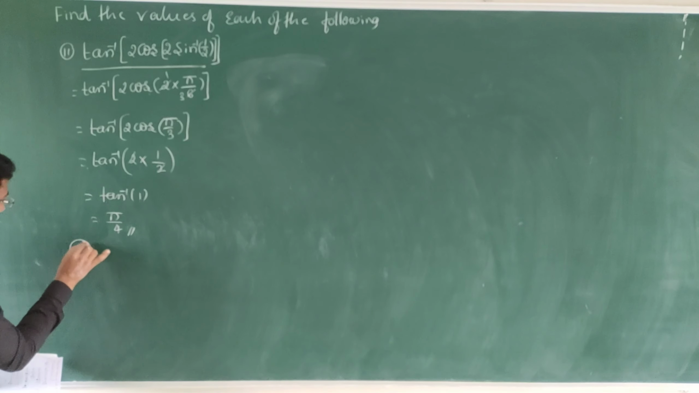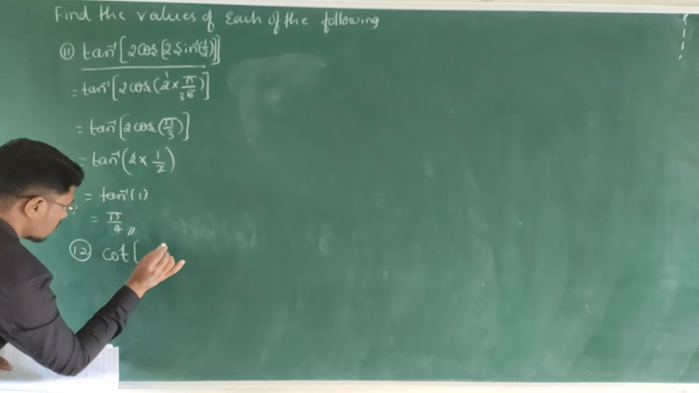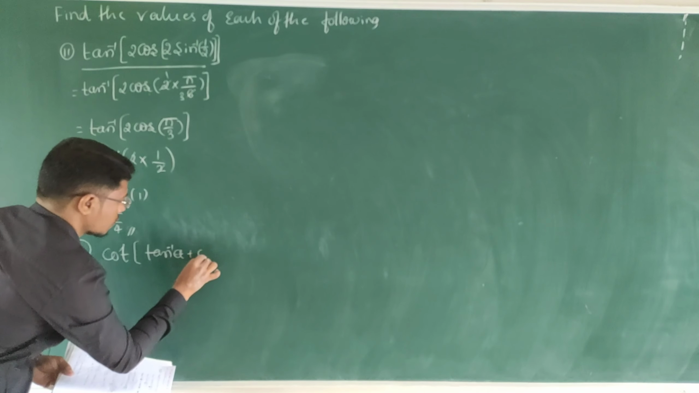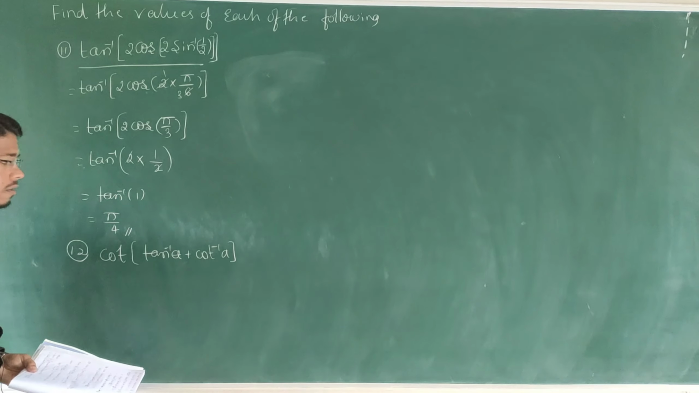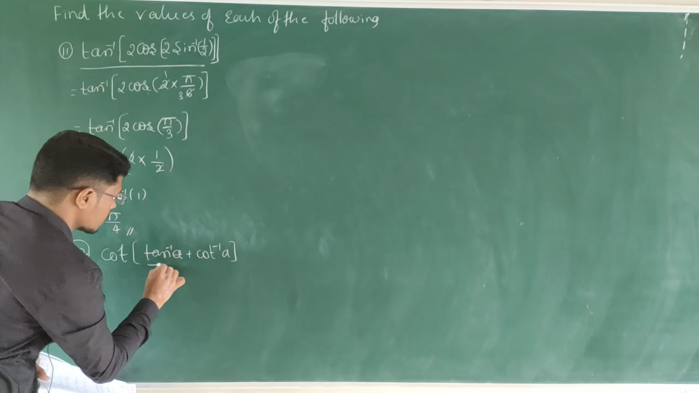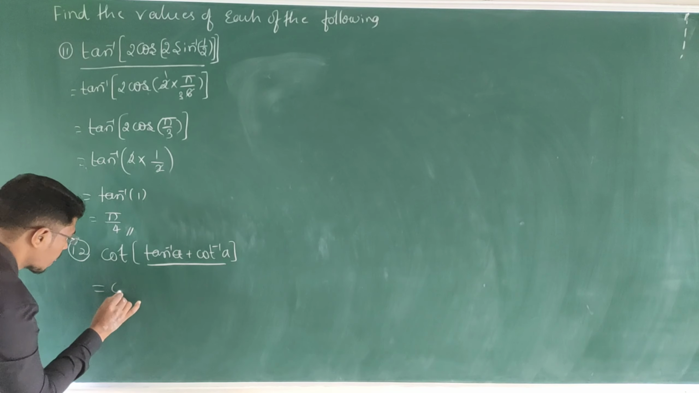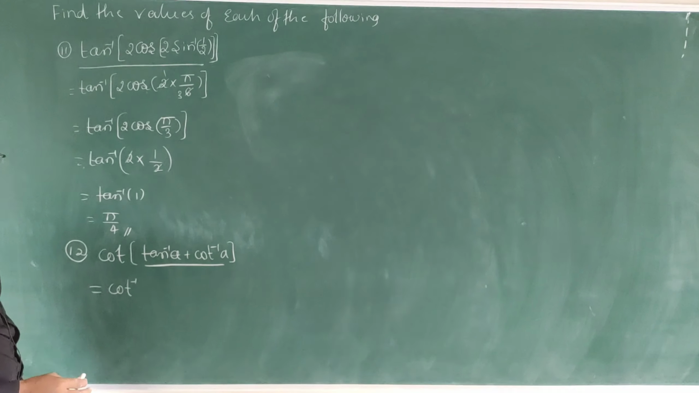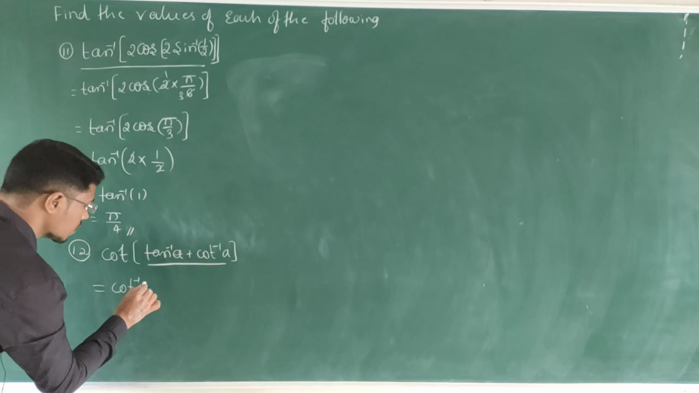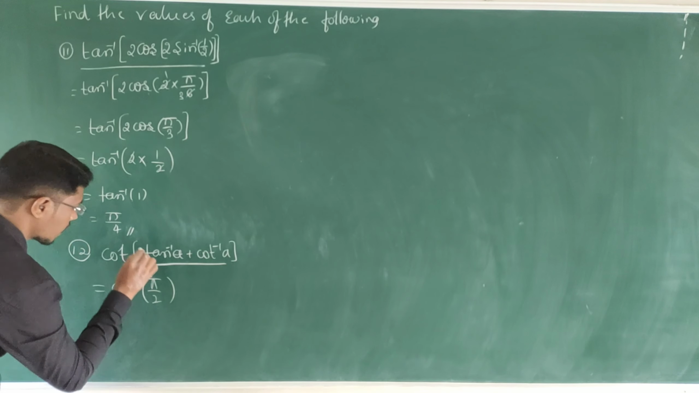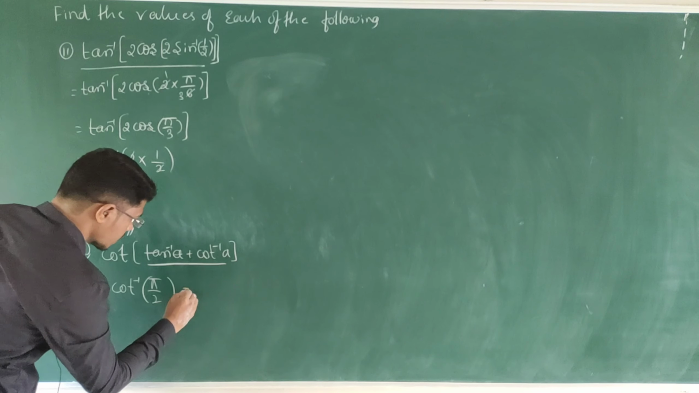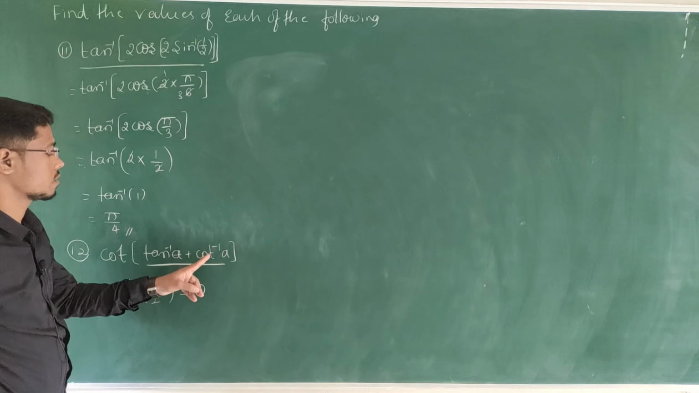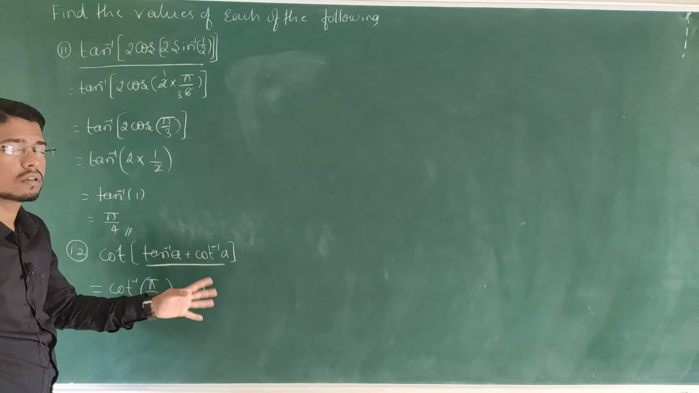Okay, next question is the 12th one: cot of tan inverse of a plus cot inverse of a. What is this? What is the relation between tan inverse and cot inverse when they have the same angle? That is pi divided by 2. Then what is cot of pi by 2? That is 0. So what is the value of this? It is 0. Tan inverse plus cot inverse is pi by 2, and cot of pi by 2 is 0.